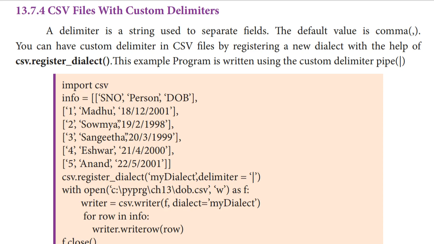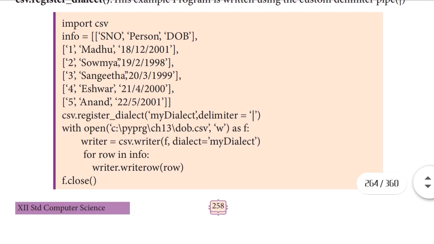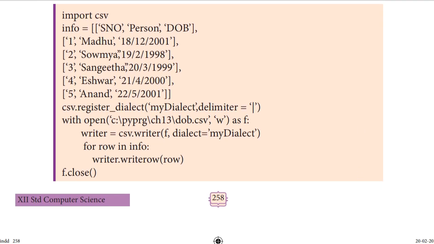So here one example they have given. In this example they used the custom delimiter pipe, that is, the pipe symbol. As usual we have to import the CSV module. Next we have a list of data. The list name is info. Next we are going to register a custom delimiter. So what is that, csv.register_dialect. So here my dialect delimiter is equal to, here we mentioned the pipe symbol.